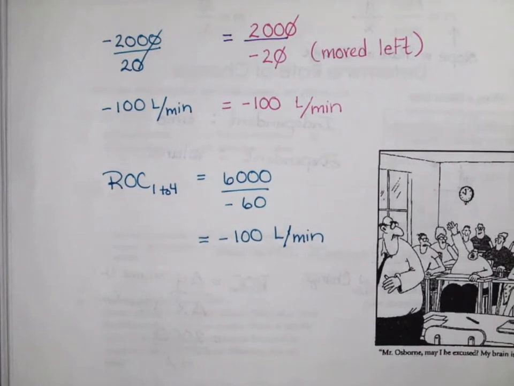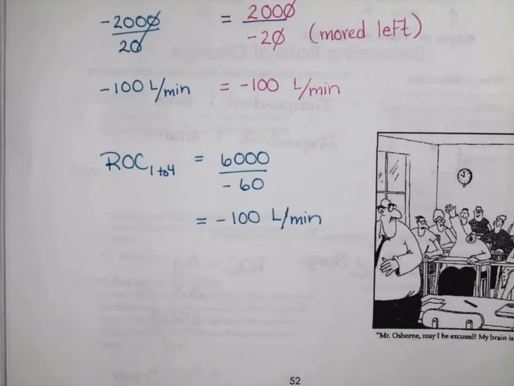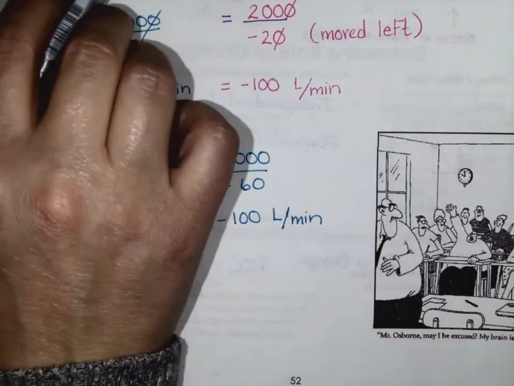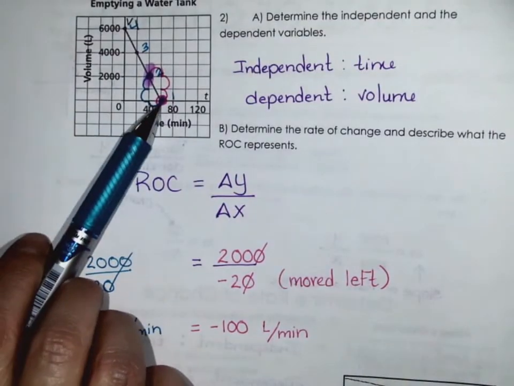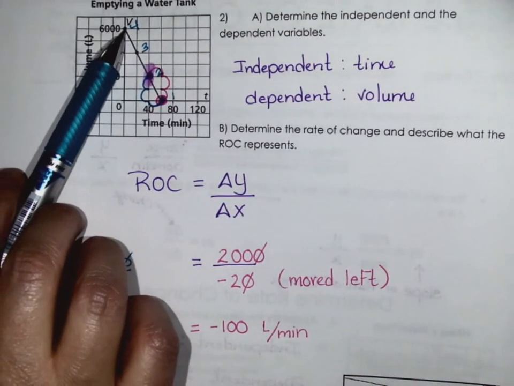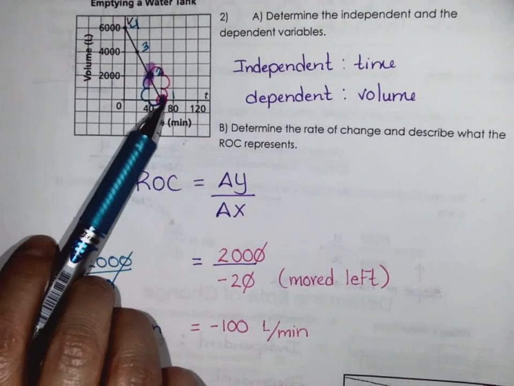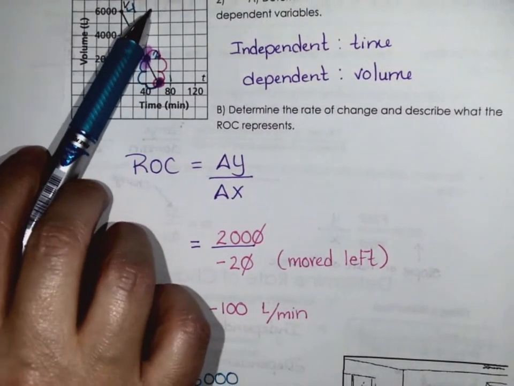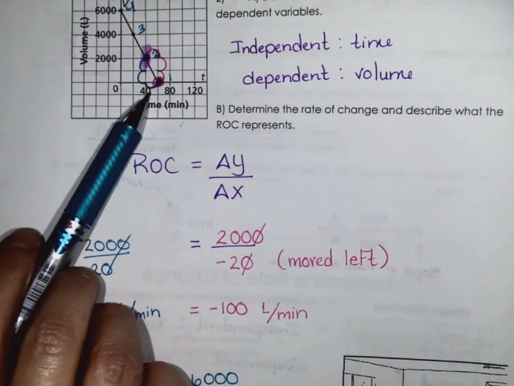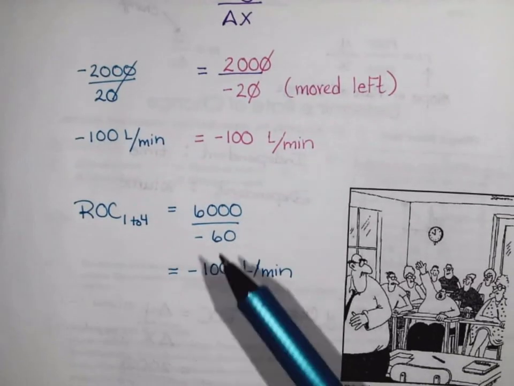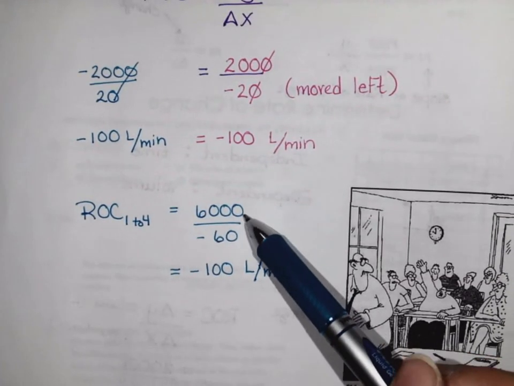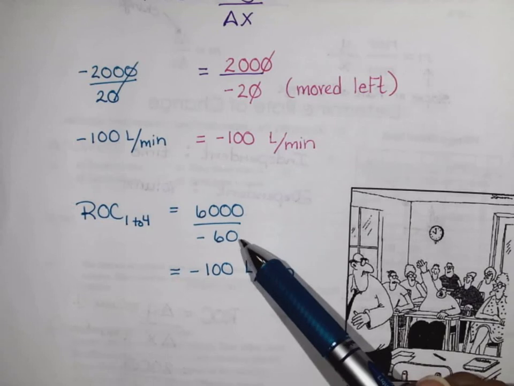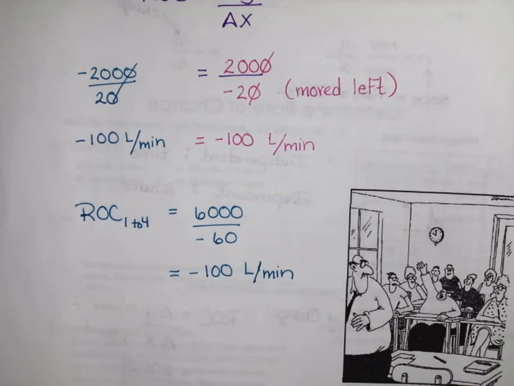I did 1 to 4 and I got the same answer. Mm-hmm. 1 to 4 actually really nice. Okay, so I picked point 1, and I measured it all the way to 4. So I looked at the change in height first. So I went up 6,000, so it's positive, but I went left 60, so it has to be a negative 60, and I still got the negative 100.